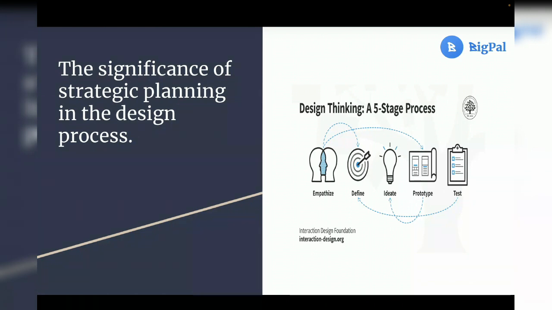The significance of strategic planning in the design process: these are five steps to take before designing any product. It even goes down to real life issues. It works in all aspects of life. The first thing you do is empathize. Empathy is very crucial for successful design thinking.